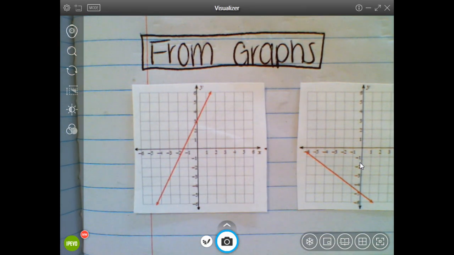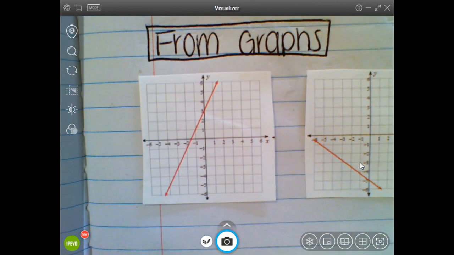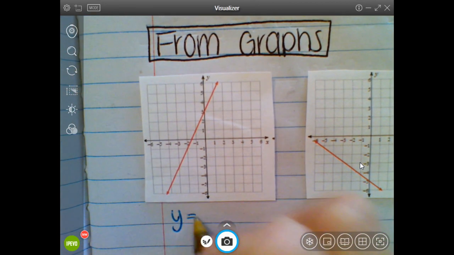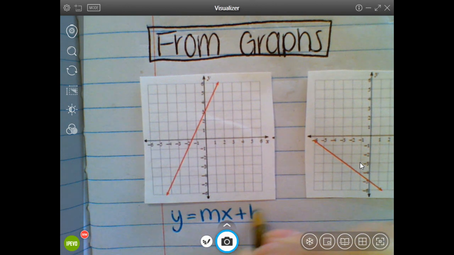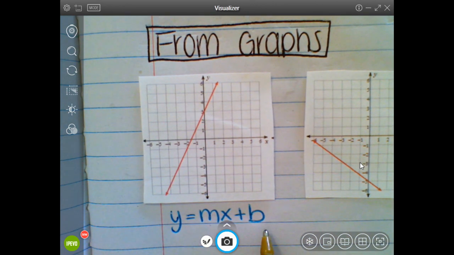So they give you a line on the graph already, and you know that your goal is to ultimately get it to look like y equals mx plus b. That means you need to find the slope and you need to find the y-intercept.